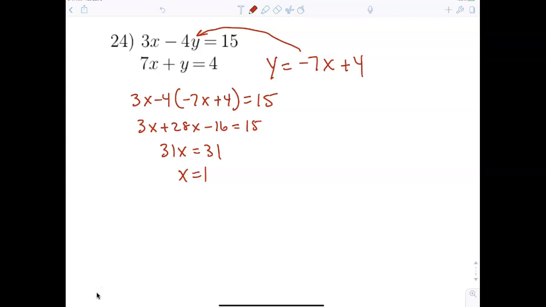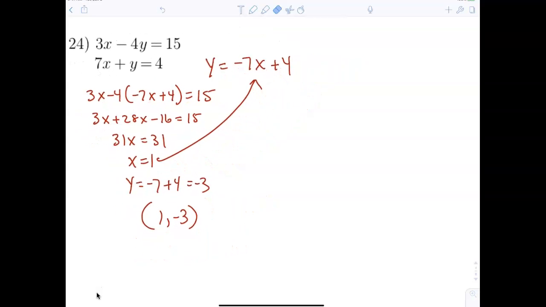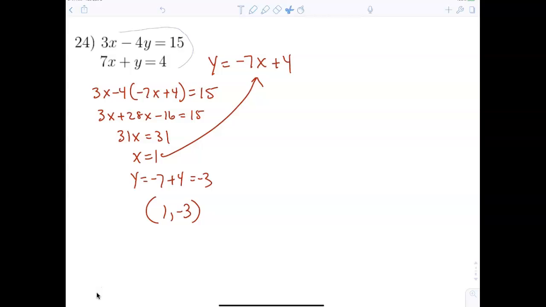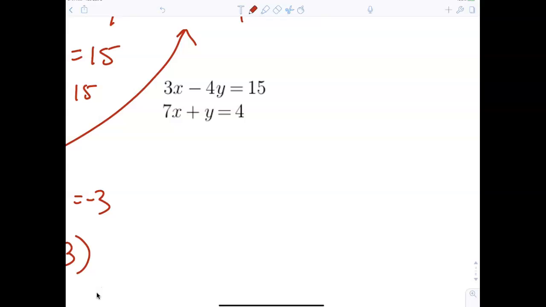Everybody okay with x equals 1, right? Now we're coming up here. Y. Exactly right. So my answer is 1, negative 3. All right, here we go. Okay, so here we go.